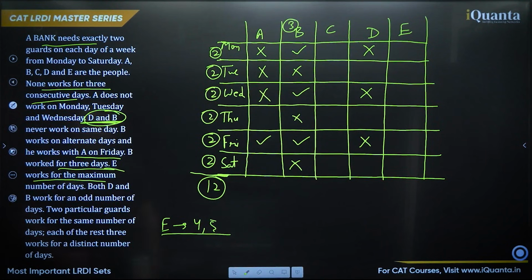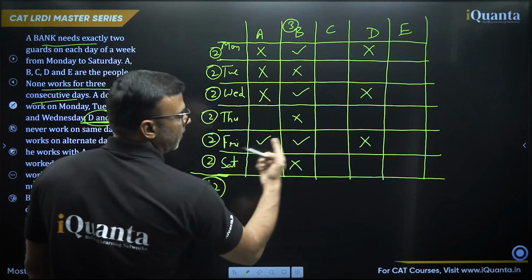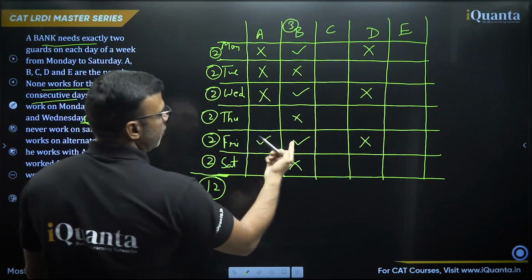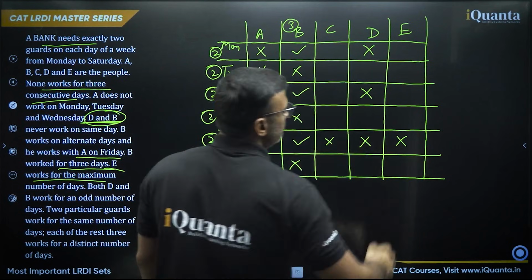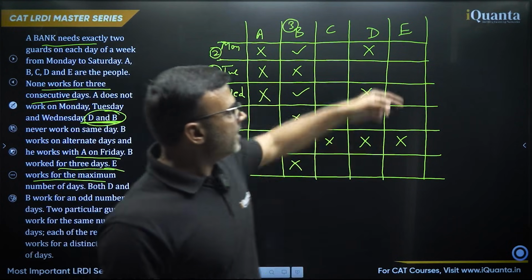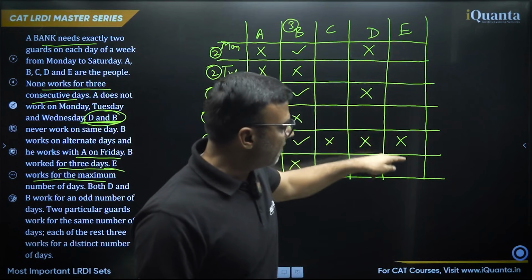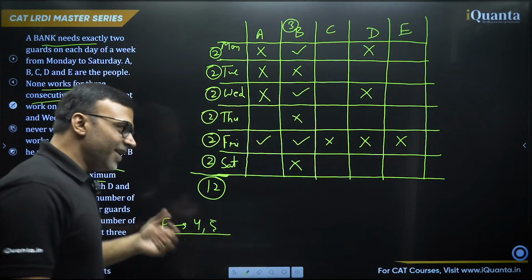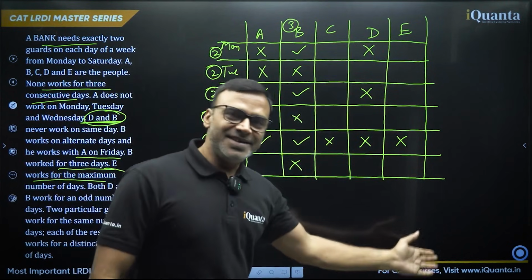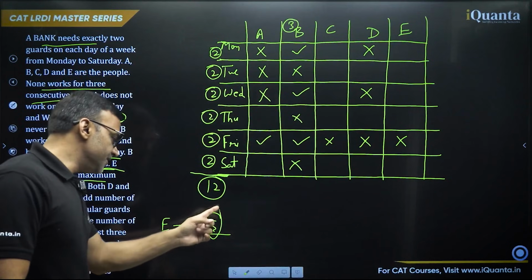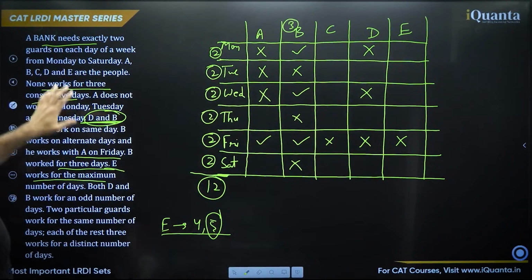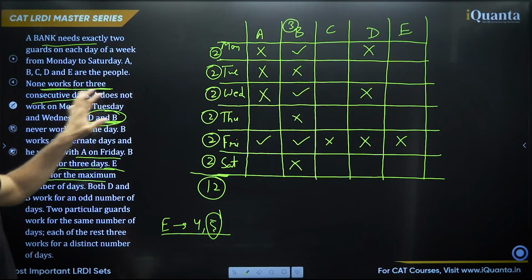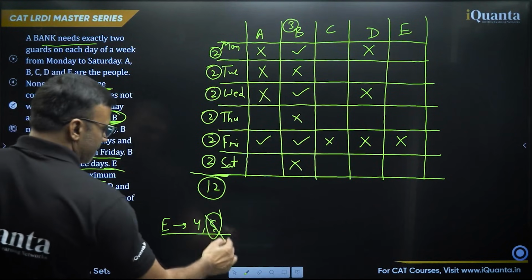Either for 4 days or 5 days. There is another thing: on Friday the attendance is already full. We need only 2 people, already 2 people are there, exactly 2 people are required. So on Friday no one else can work. So the available slots for E are only 1, 2, 3, 4 and 5. Whatever you do, he will have to work on all 5 days if you want him to work on 5 days. In that case, these 4 days will be consecutive. So this condition will be violated, right? No one works on 3 consecutive days. So 5 is not possible.